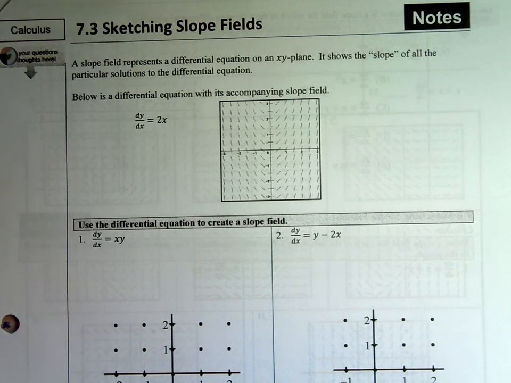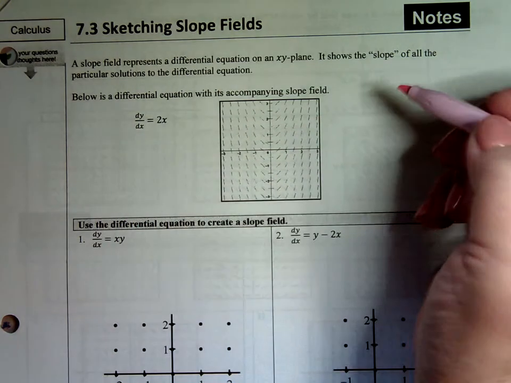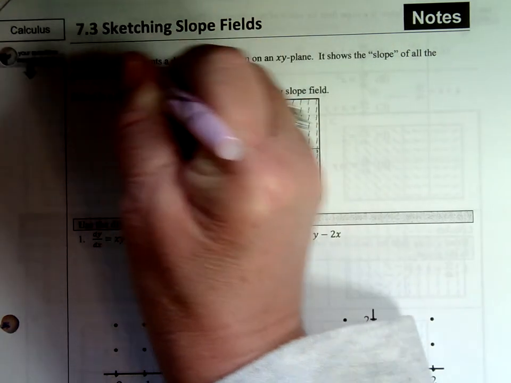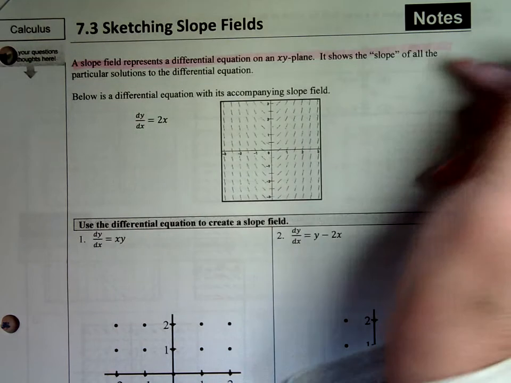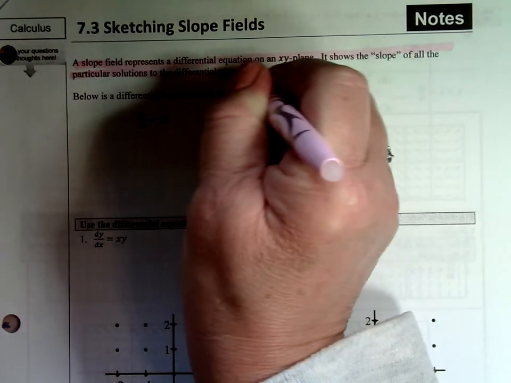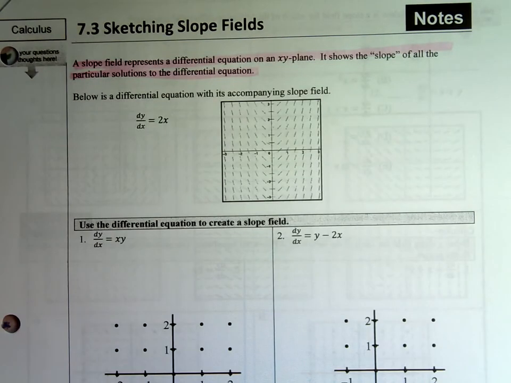A slope field represents a differential equation, in other words, a slope, obviously, on an xy plane. It shows the slope of all the particular solutions to the differential equation. Now, what the heck does that mean? That's a lot of math talk there.